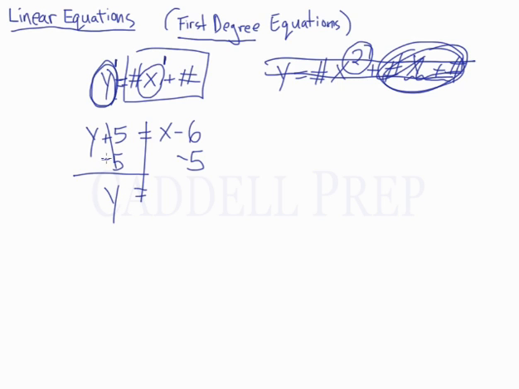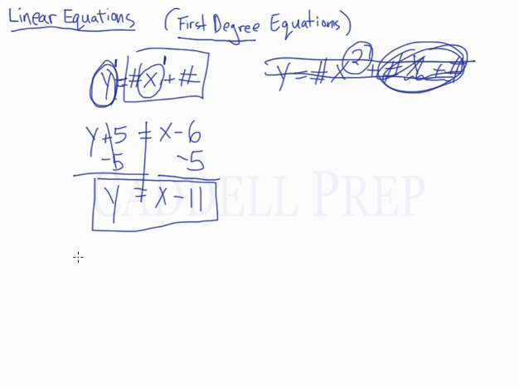And now on this side, when I subtract 5, I'm going to subtract it from this negative 6. Okay, we're going to combine like terms. So the number goes with the number. So we still have x. Now we have negative 6 minus 5. That's negative 11. So this would be our final answer, the equation y equals x minus 11.